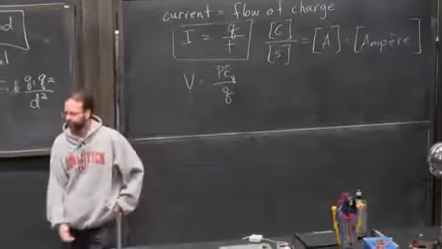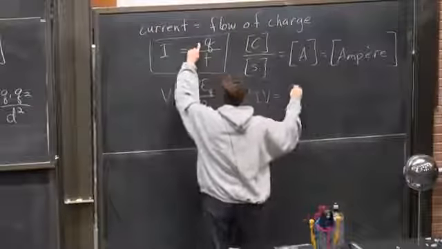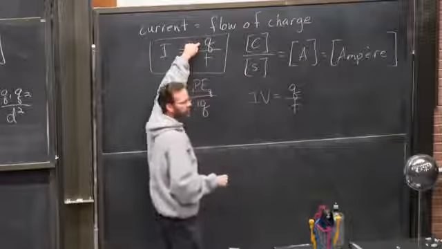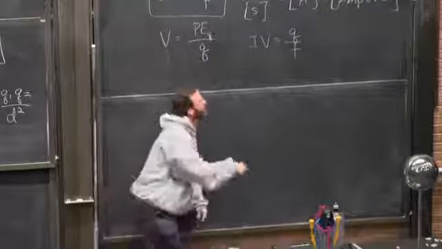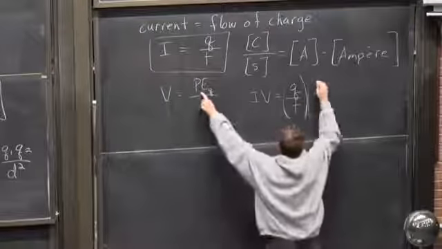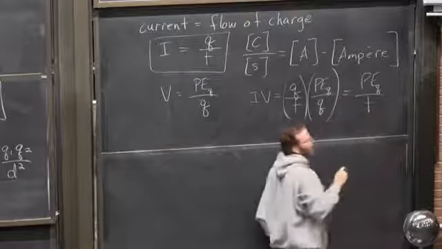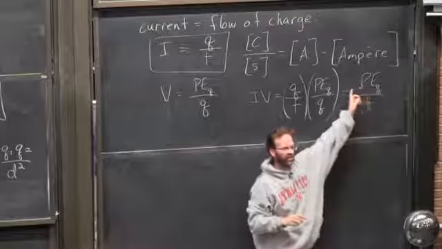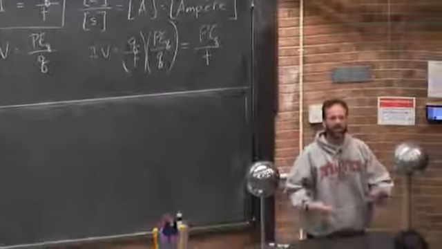Watch this. Let's do the product of these. Current times voltage. Current is the flow of charge. That's current. And the voltage is energy per charge. What do we get? Energy per time. You've seen that before. What's it called? Energy per time. The rate at which we use energy.